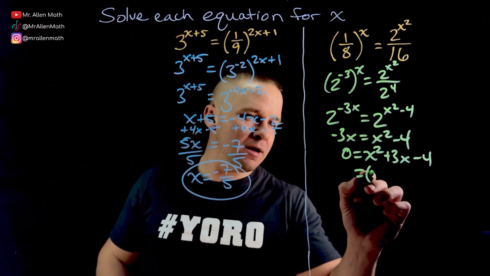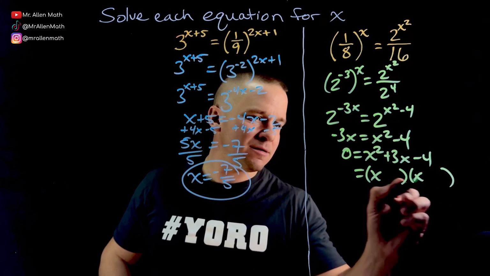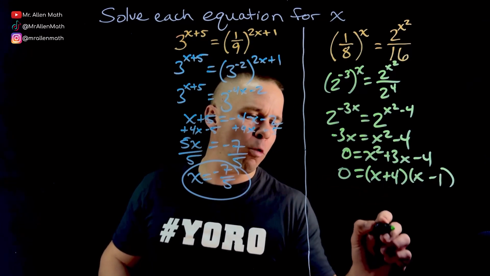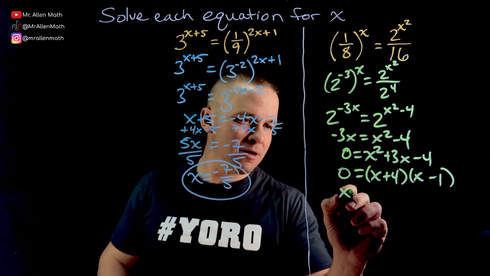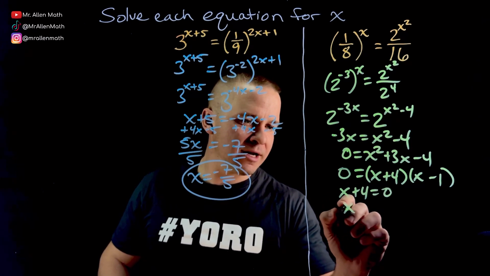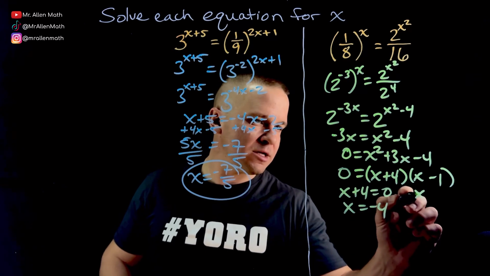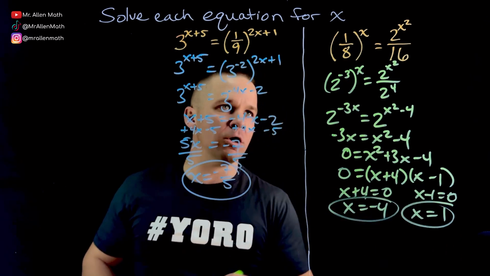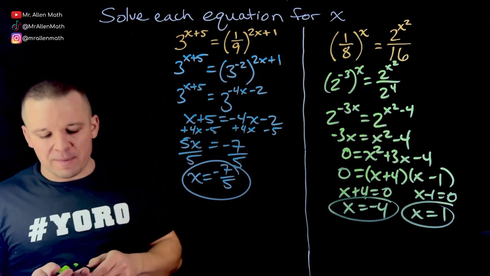So now I've got x and x. Well, what multiplies to negative 4 and adds to 3? That's going to be positive 4, negative 1. So I can set x plus 4 equal to 0. I'll get x equals negative 4. And I'll get x minus 1 equals 0. So I'll get x equals positive 1. Wonderful. You can even plug them back in and see if they work.